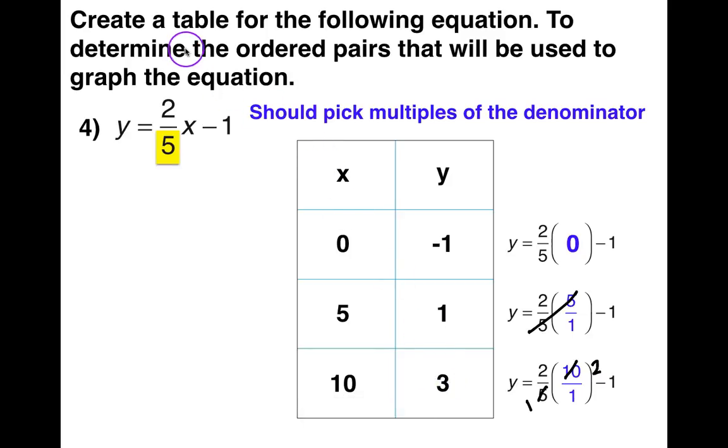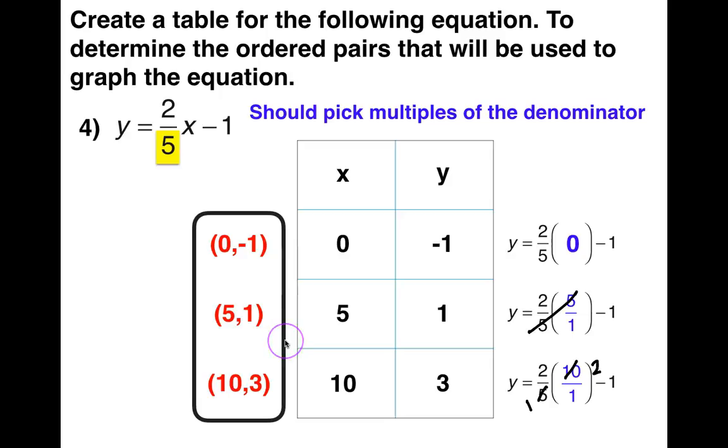But again, to answer the question, I must list all of the ordered pairs. So it would be (0, -1), (5, 1), and (10, 3), and those are my ordered pairs that I would graph to represent this equation here.